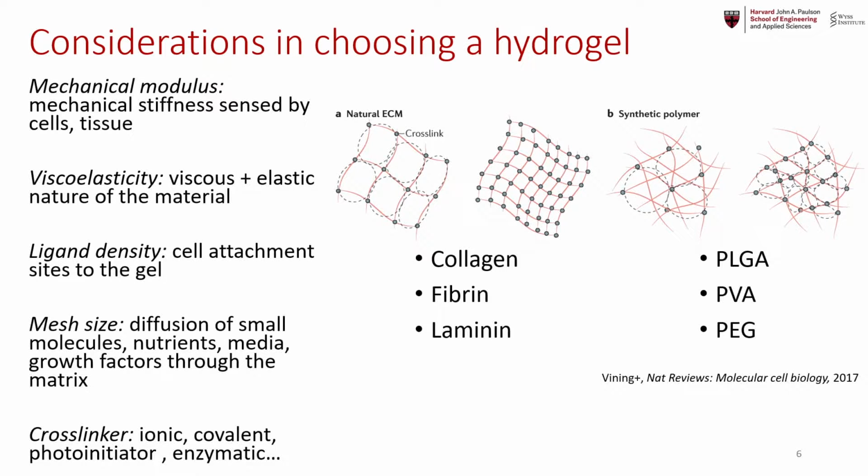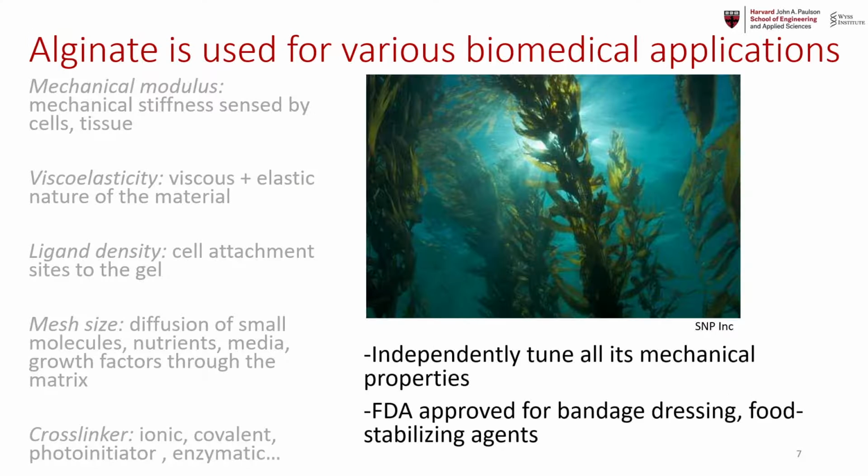There are a lot of different hydrogels out there, and we have a lot of parameters that we can consider in choosing our composition. So mechanical modulus and viscoelasticity we've talked about. Ligand density is important because this is actually where the cell is attaching. So in the case of natural components like collagen, it's already there. But for synthetic materials, we tend to incorporate RGD or other ligands for cells to attach to. And then the mesh size of the material is important too, so that components from the media can diffuse through to the cells. And then we also have a lot of tunability in the type of crosslinker that we're using.